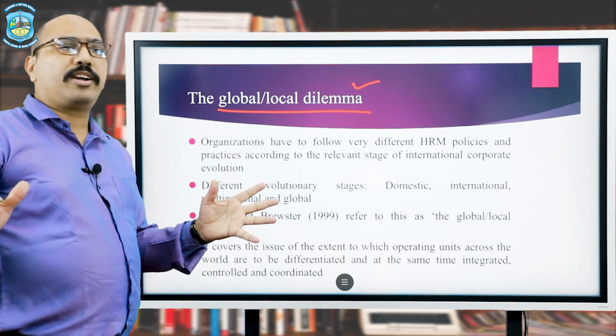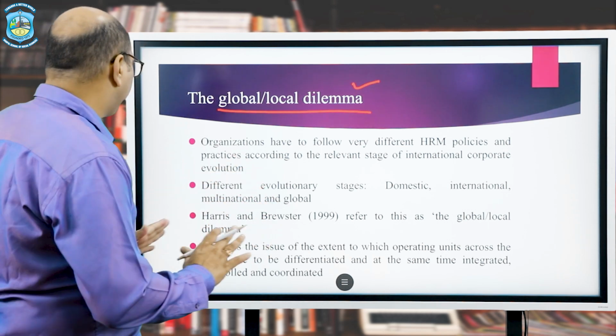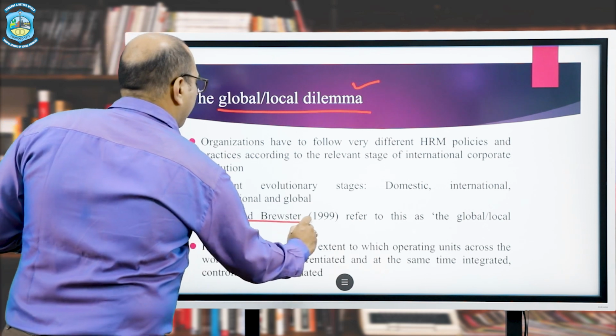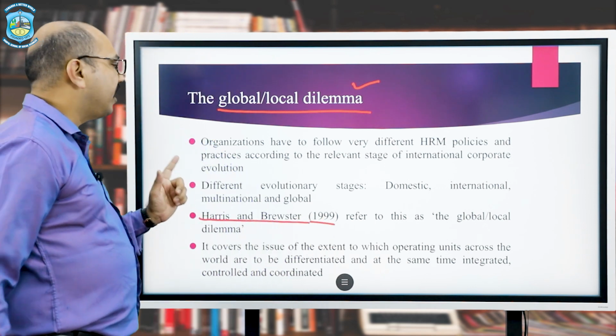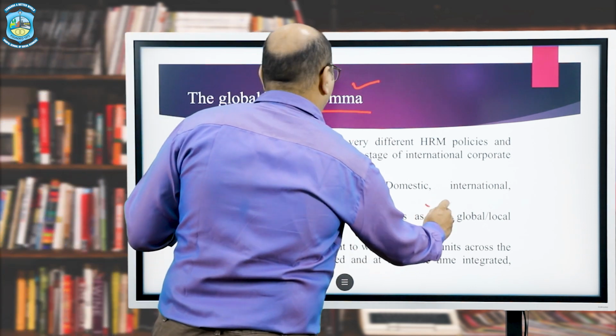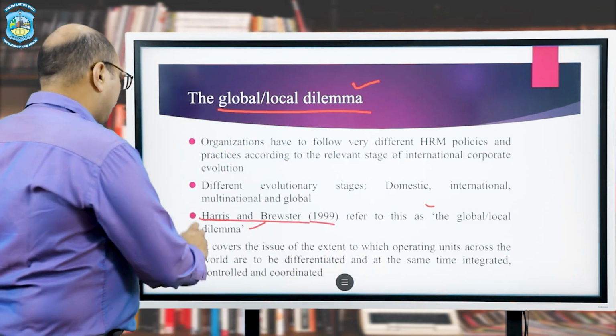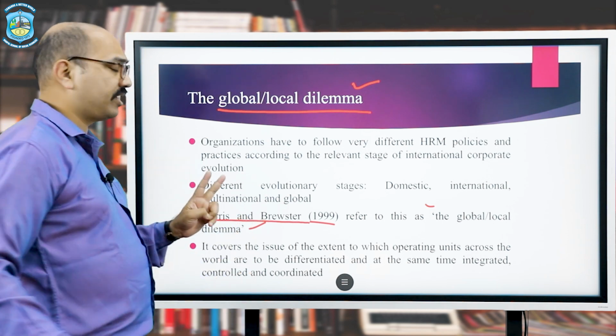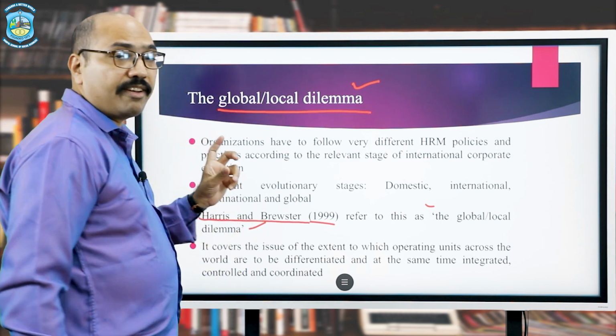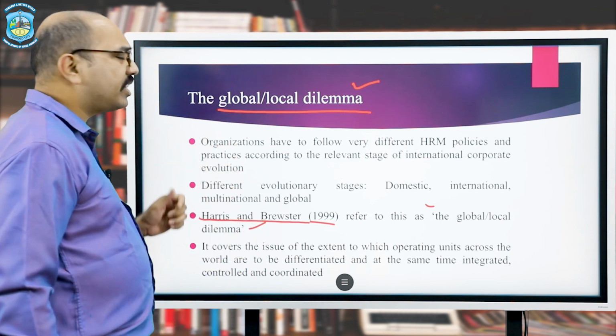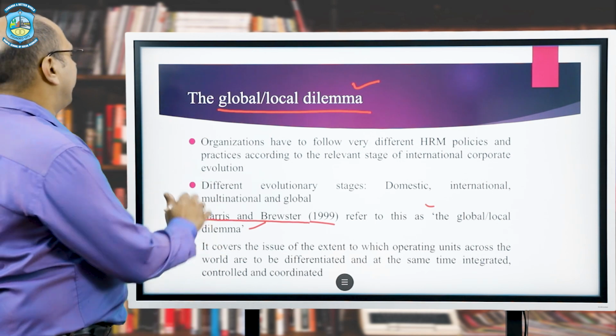What is this global local dilemma? In very plain and simple words, Harris and Brewster in 1999 referred to this as the global local dilemma. First of all, you should know who has given this term. So this term is given by Harris and Brewster in 1999. They have coined this term, global local dilemma. What is it? It is actually a very simple thing.